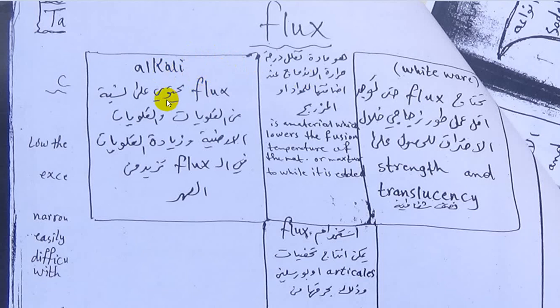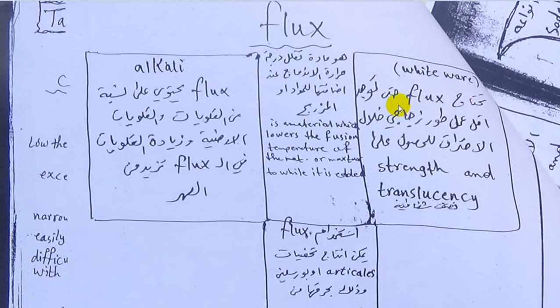Alkali flux contains a proportion of alkalis and alkaline earths. The flux contains the alkali as well as the earth alkali, and the excess alkali in the flux increases the melting points, meaning it increases meltability. The excess of the alkali throughout the flux is increasing the meltability. White wares means the use of flux in white wares.